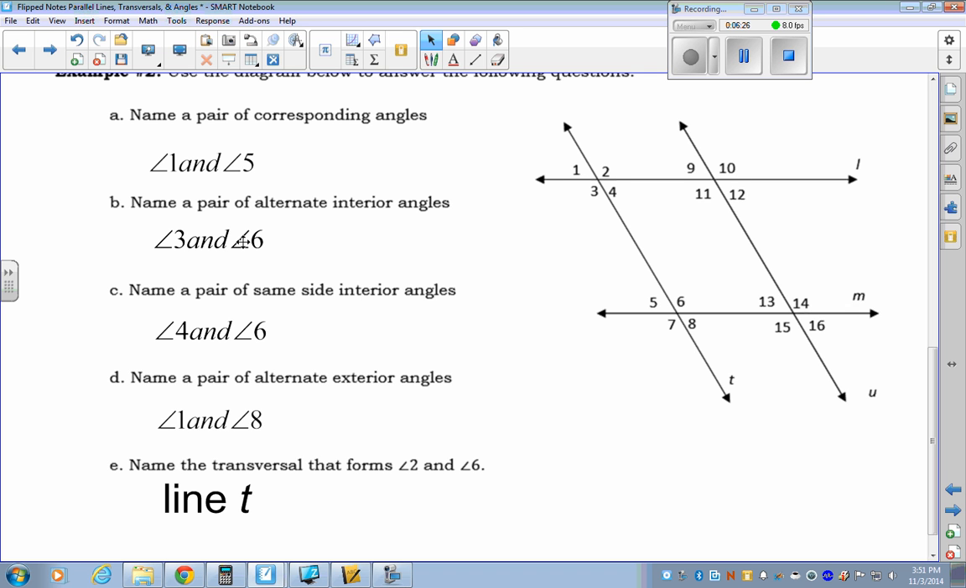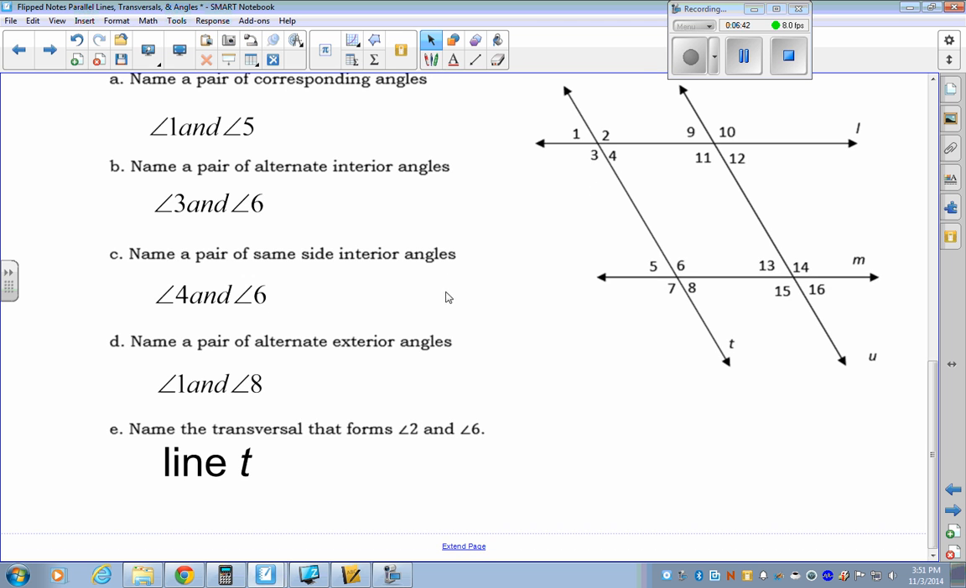A pair of alternate interior angles, you could use 3 and 6, 11 and 14, 12 and 13, 4 and 5. You could use 8 and 13. You could use 4 and 9, 2 and 11, or 6 and 15. Lots of different choices there. Same side interior angles, I chose 4 and 6. You could also choose 11 and 13. You could choose 4 and 11, or you could choose 6 and 13.